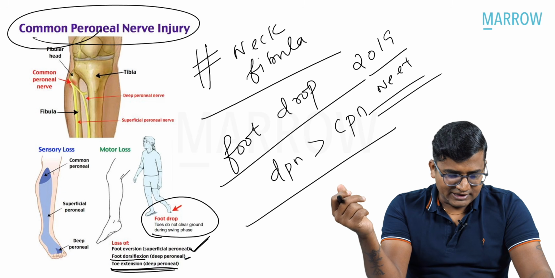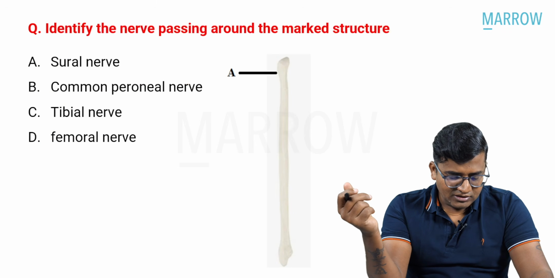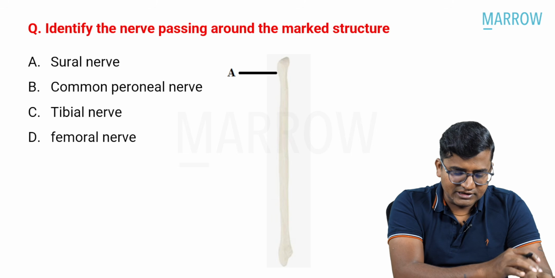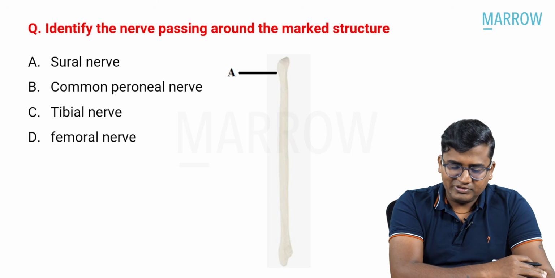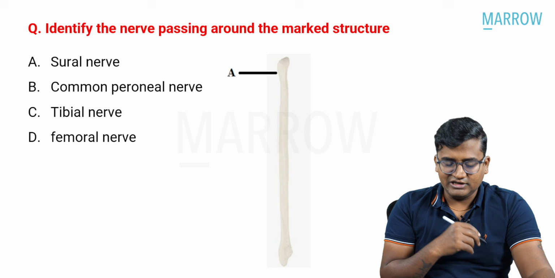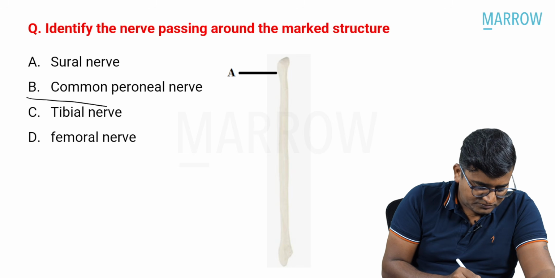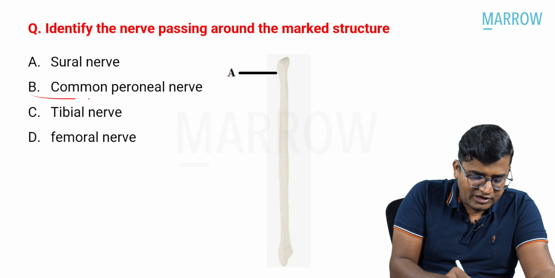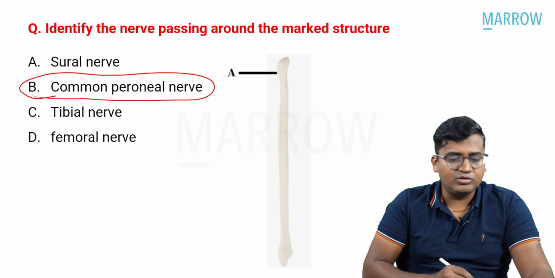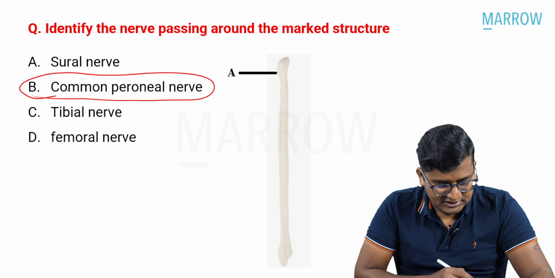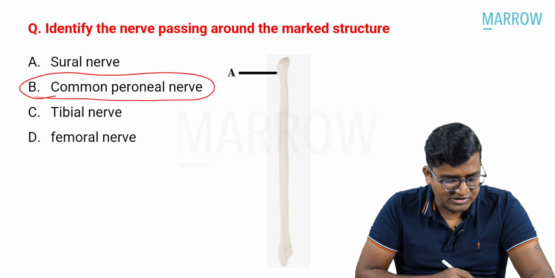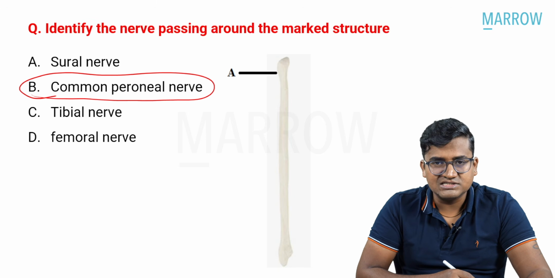Okay, right. Now see the question. Identify the nerve passing through the marked structure. Marking is on the neck of fibula, and we know the answer. Answer is our common peroneal nerve. It is winding around the neck of fibula. Option A is sural nerve, C tibial nerve, D femoral nerve. So B is the answer for this question.